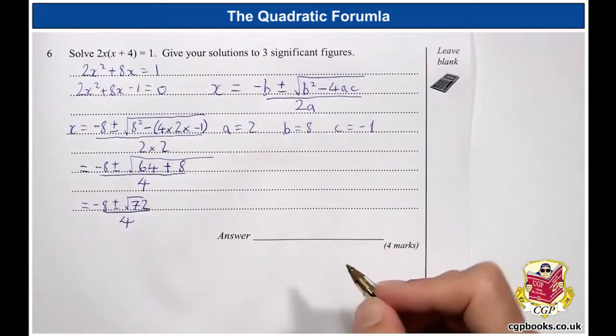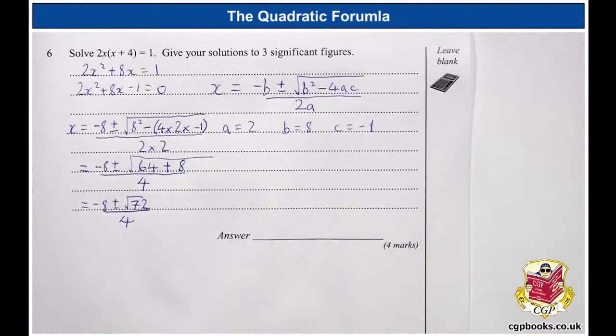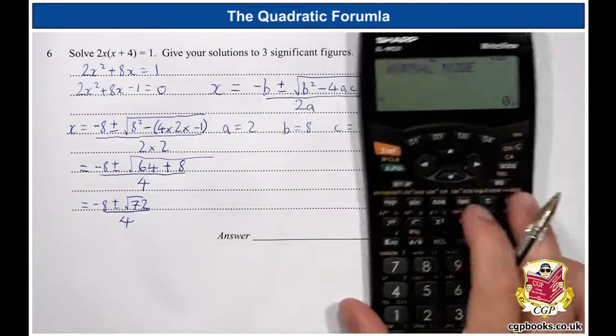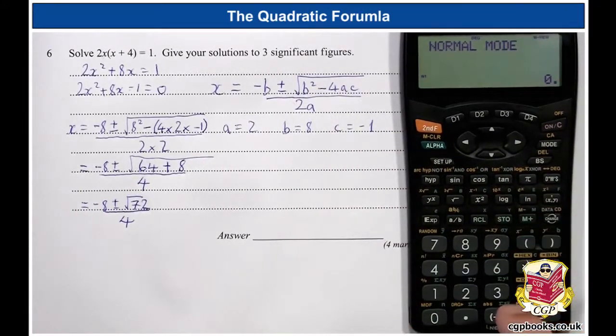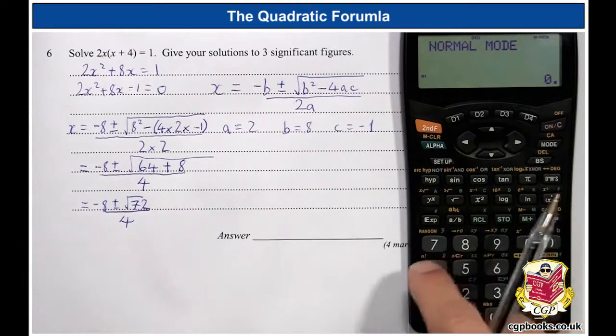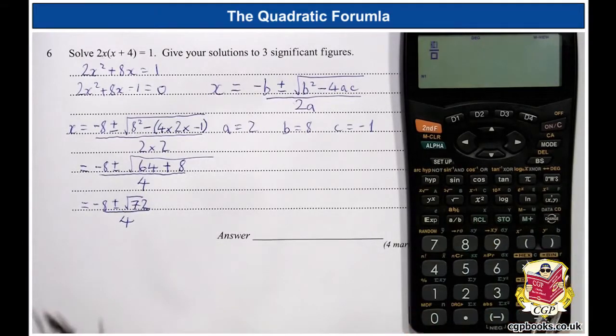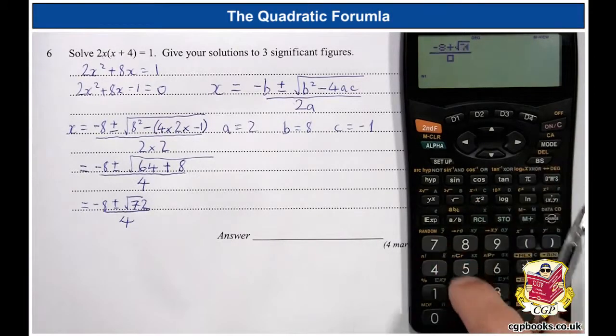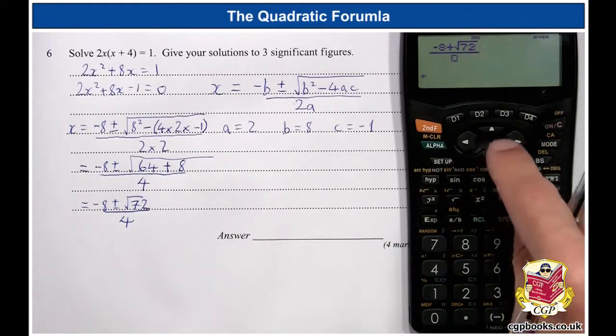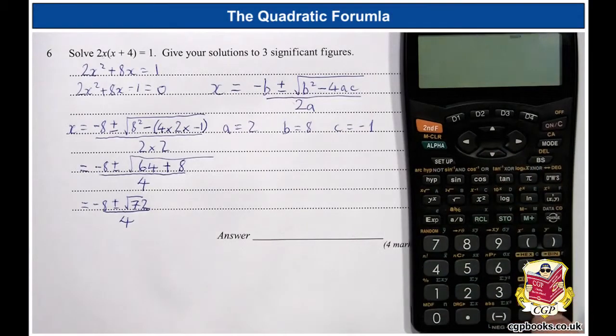Okay, now we can't do much with that. Now we need to use our calculator. So here we go. This is where you need to know where all the buttons are. Okay, fraction button, there it is. Fraction, right, minus 8. Do plus first of all, plus the square root of, square root 72. Arrow key to go down, 4 equals.